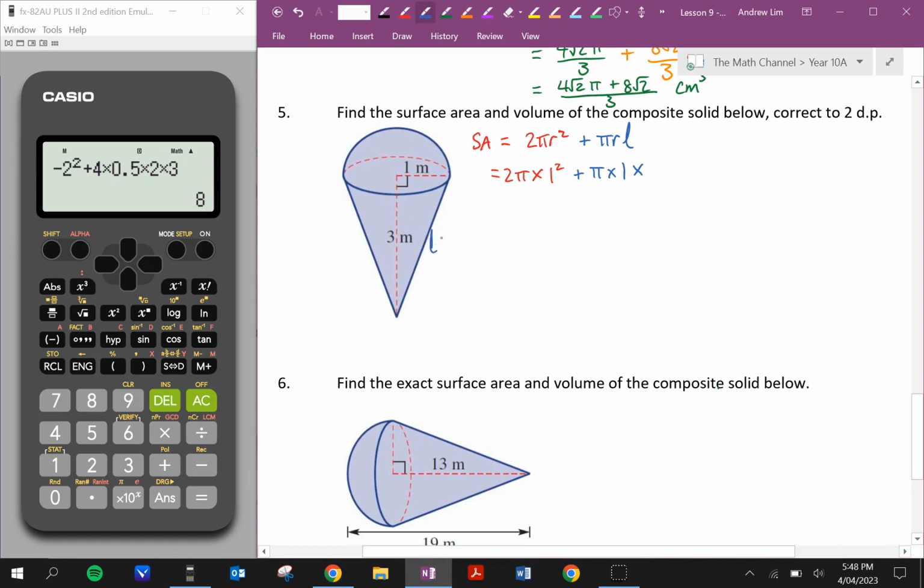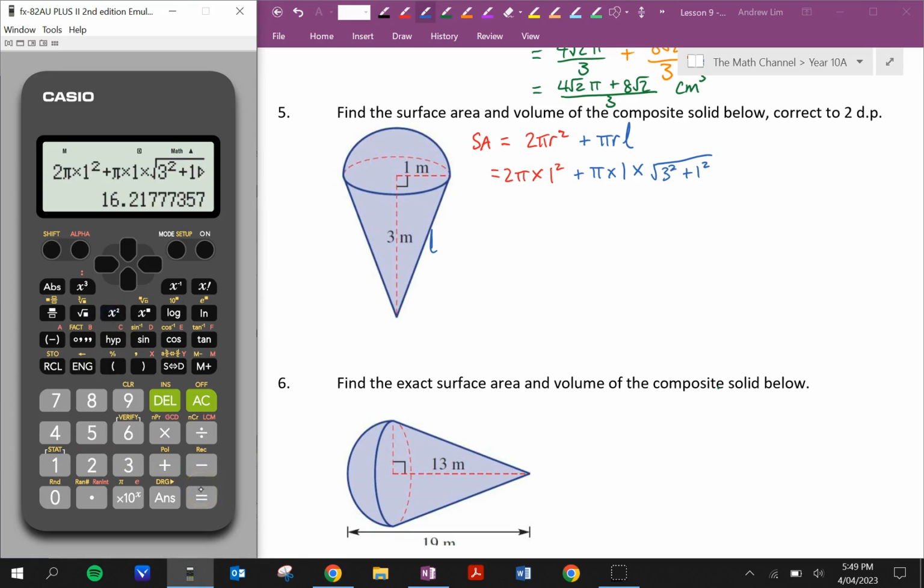We don't have that yet. So we need to work it out using Pythagoras' theorem. Since this is the hypotenuse, we need to add. So this is going to be the square root of 3 squared plus 1 squared, which is going to be the square root of 10. But we can just put this in a calculator. No need to worry about exact values. 2 pi times 1 squared plus pi times 1 times the square root of 3 squared plus 1 squared. 16.22.